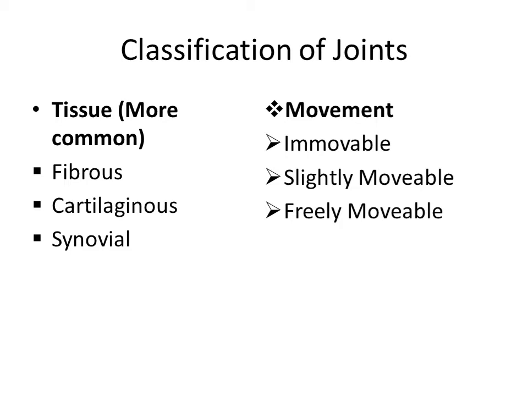Classification of joints. We have tissue, which is more common, and they're known as fibrous, cartilaginous, and synovial tissue. For movement, they are immovable, slightly movable, and freely movable. So in the classification of joints for movement, you can classify them into three different movement types: immovable, slightly movable, and freely movable. And then you can find three types of tissues: fibrous, cartilaginous, and synovial.